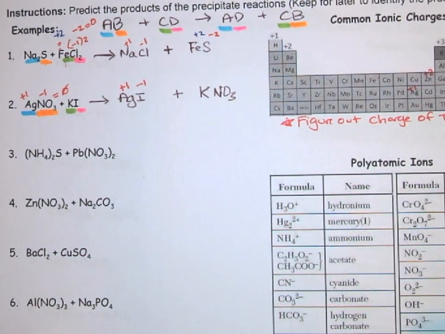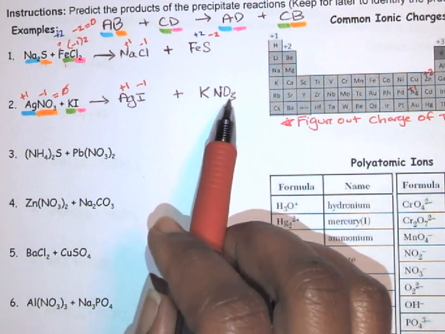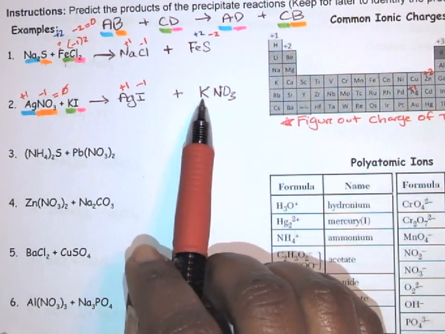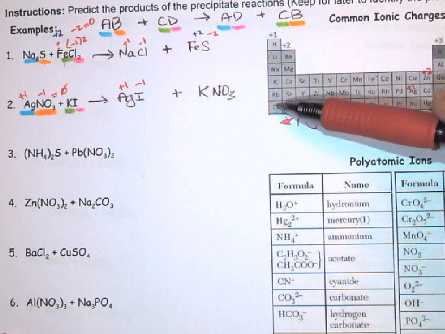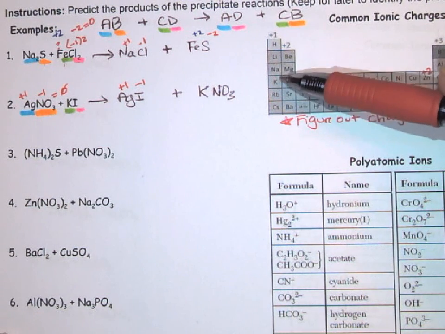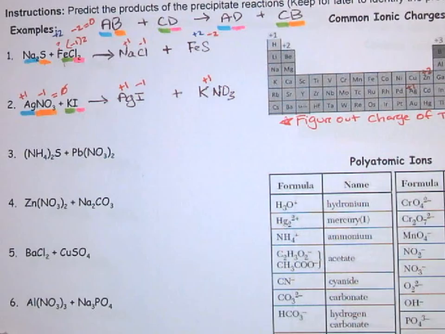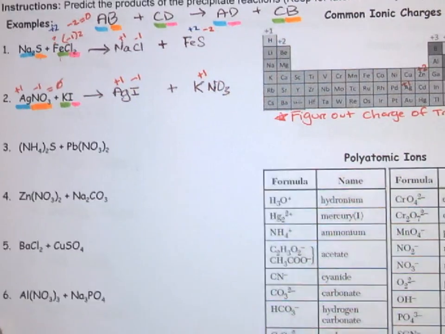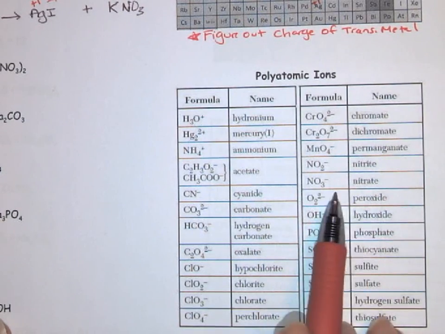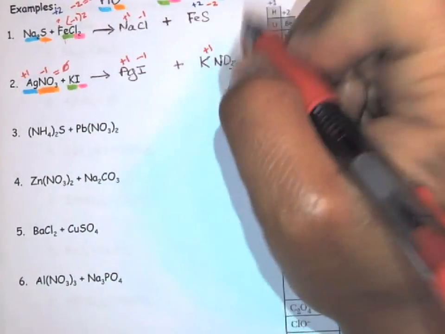We're going to do the same thing with the potassium nitrate, KNO3. Potassium is a group 1 metal. That means that it has a common charge. It's not a transition metal. Group 1 metals have a +1 charge, so I know that potassium has a +1 charge. And we already looked up nitrate in our table here. It has a -1 charge.